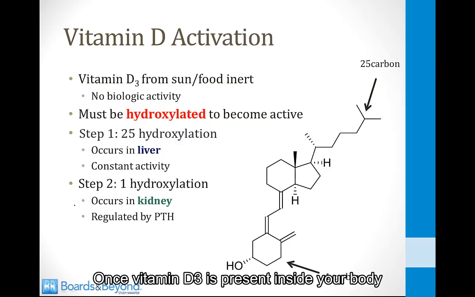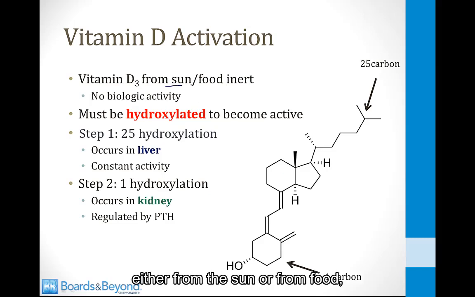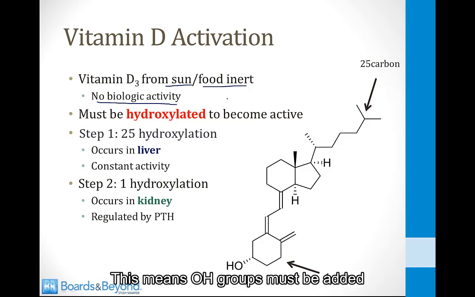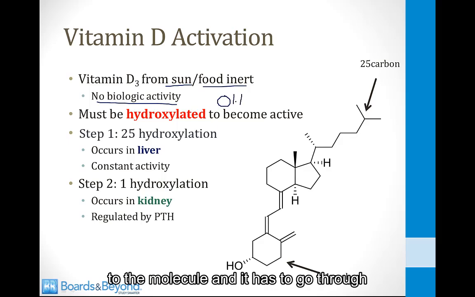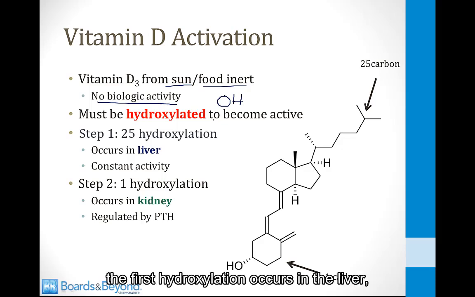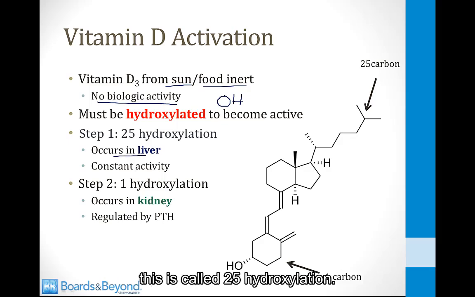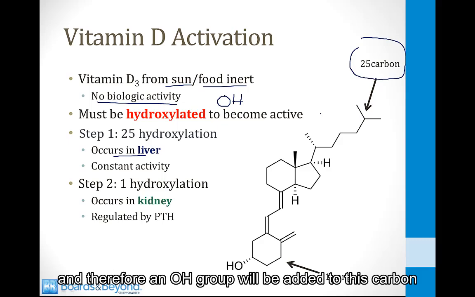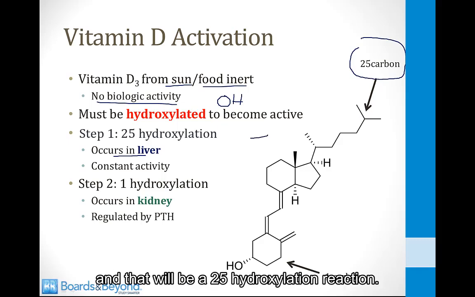Once vitamin D3 is present inside your body, either from the sun or from food, it will be inert. It has no biological activity. In order for it to become biologically active, it must be hydroxylated. This means OH groups must be added to the molecule, and it has to go through two hydroxylation reactions in order to become active. The first hydroxylation occurs in the liver. This is called 25 hydroxylation. This is the 25 carbon on the vitamin D3 molecule, and therefore an OH group will be added to this carbon, and that will be a 25 hydroxylation reaction.